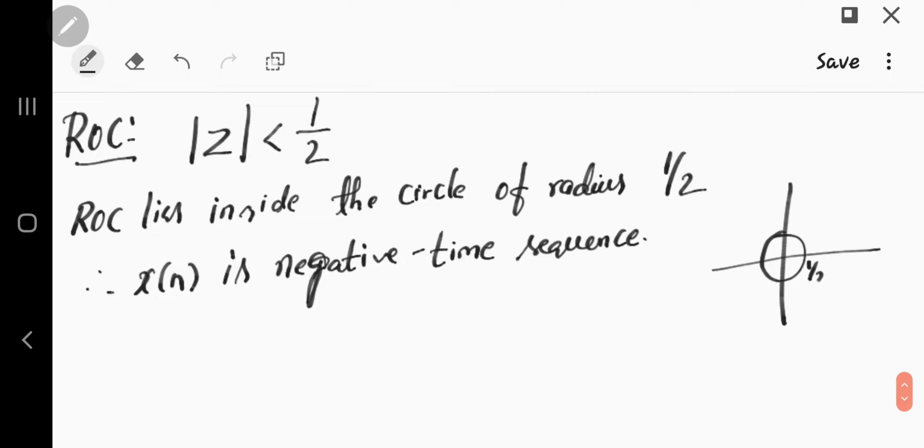So now based on this, if you observe, we have two circles. This is with radius 1 by 2, another one with radius 1. Now the ROC is inside this circle. So that means if it is inside the circle of 1 by 2, then obviously it is inside the circle of radius 1 as well. So both terms will be left sided. So the x of n, if you take inverse Z transform, it will be a negative time sequence.